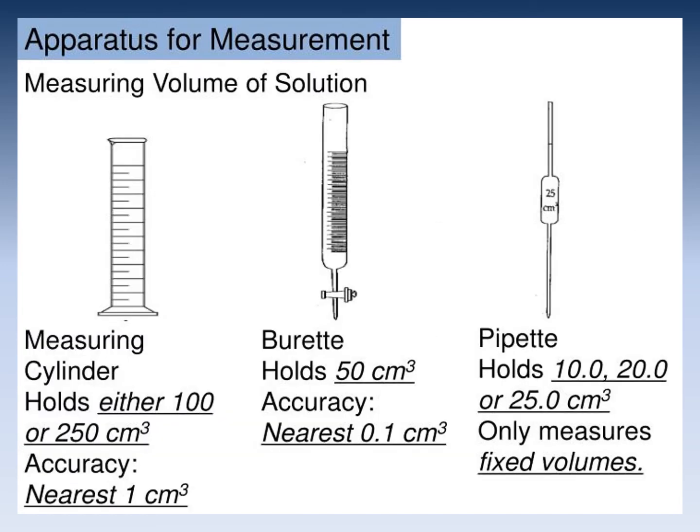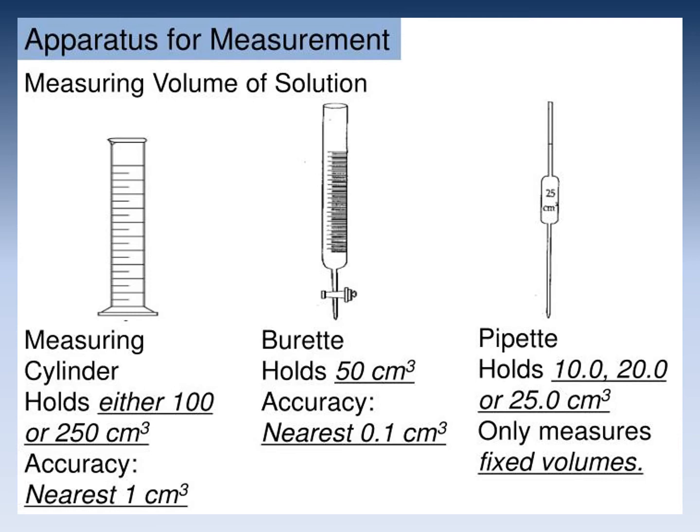Now the next is measuring volume of solution. Number 1 is the measuring cylinder that holds either 100 or 250 centimeter cube. It means the capacity of the measuring cylinder is 100 to 250 centimeter cube. It can hold liquid up to 100 to 250 centimeter cube. Its accuracy is nearest 1 centimeter cube.